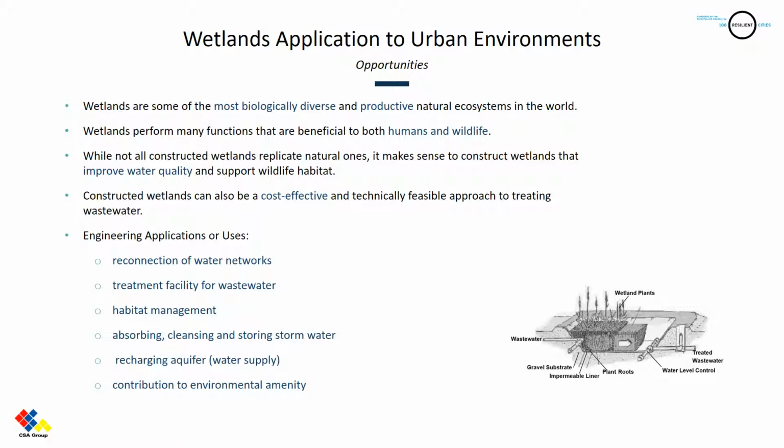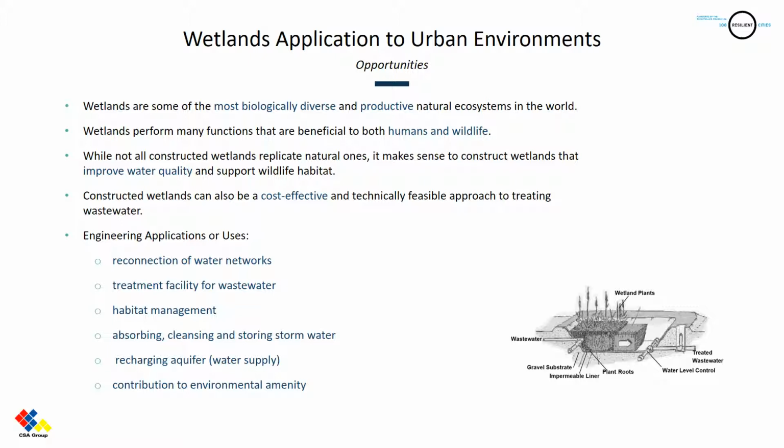Remember that wetlands are some of the most biologically diverse and productive natural ecosystems in the world. They perform many functions that are beneficial to both humans and wildlife, for free, and that makes sense. As I said before, as an example, constructed wetlands improve water quality and support wildlife habitat and food supply. Constructed wetlands can also be a cost-effective and technically feasible approach to treating wastewater. That's another example.